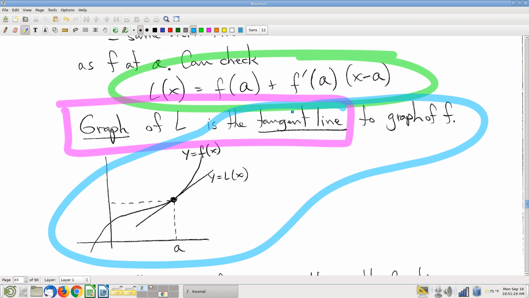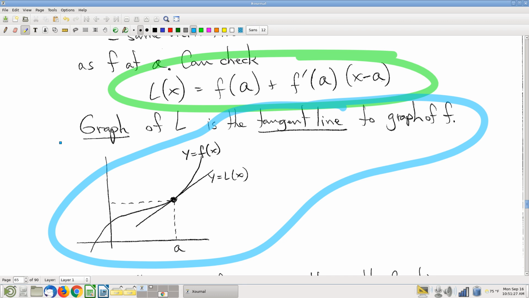Please try to exert some effort on continuing to distinguish these things from each other. The linear approximation is a function. The graph of that function is the tangent line. So the tangent line is a geometric object. The linear approximation is an algebraic object.